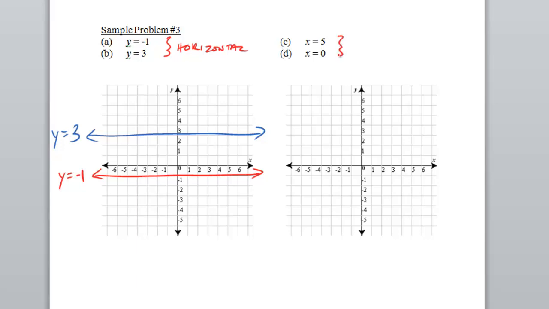For C and D, we now have x equals, and so these are vertical lines. And so x equals to 5 would be the vertical line at x equaling 5. And then here's the tricky one, x equals to 0. Well, x equals to 0 is actually the y-axis. So that's x equals to 0. So there's a quick lesson on graphing horizontal and vertical lines. And remember, if you can learn this very well, you could steal a point here or there on a standardized test.